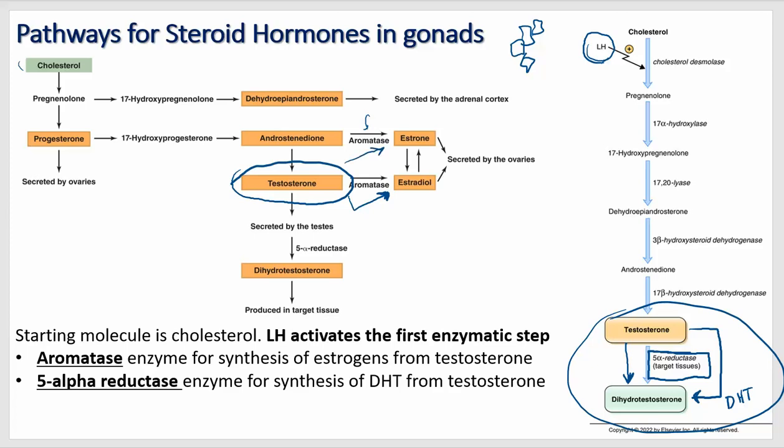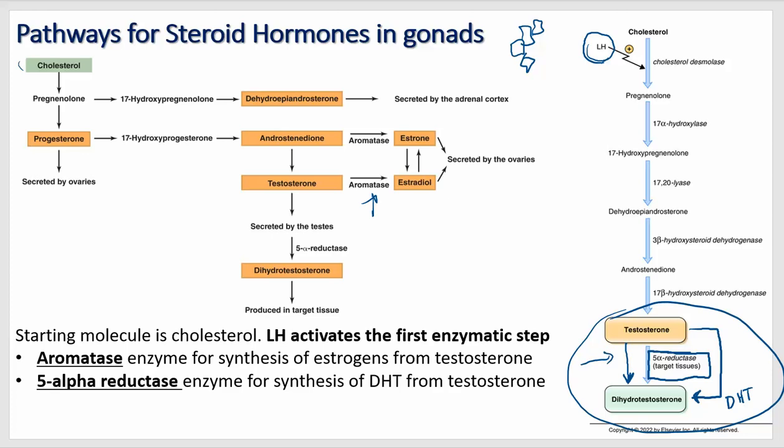Estrone is an estrogen, estradiol is an estrogen, but this is happening in the ovaries. So we'll come back and talk about that again. But these are two important enzymes that you need to know, aromatase and 5-alpha reductase.